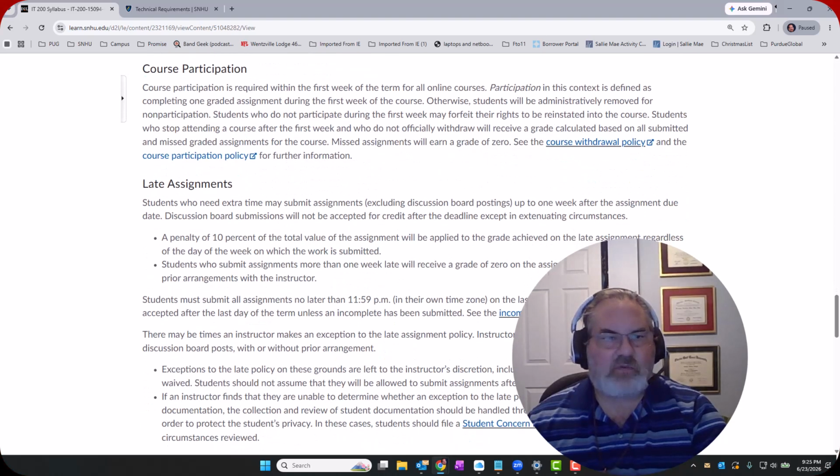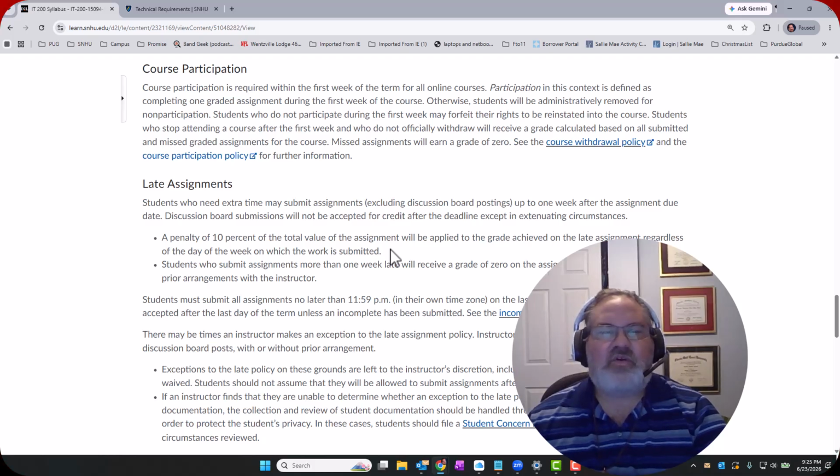Normally they don't, but there have been some that do, so we'll take that on a case-by-case basis. A penalty of 10% of the total value of the assignment will be applied to the grade achieved on the late assignment, regardless of the day of the week on which the work is submitted. So even if it's 1 day late, it is 10% off.